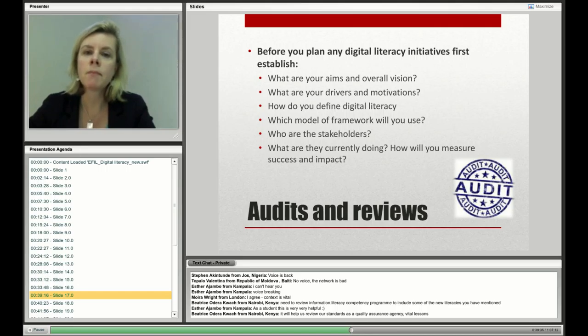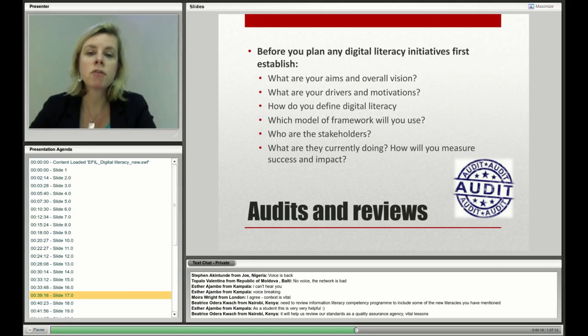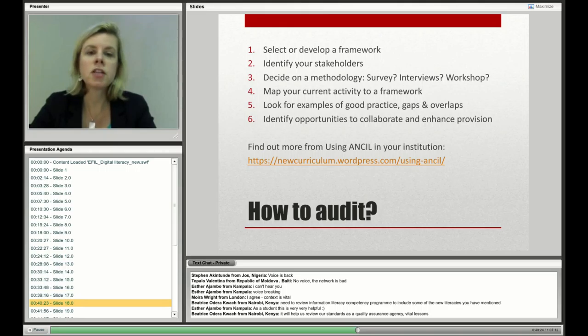So it's really important to think about how you're going to capture the current level of activity, and where you want to be: what the aim and the overall vision is for a digital literacy project, who's motivating this, whether it's coming from senior managers or from an outside driver. Then be very clear about how you're going to define digital literacy, what framework or model you're going to use, who the stakeholders are, and how at the end of this process you might measure any success and the impact that you're having, because it's always going to be important to see where you started out and where you end up.